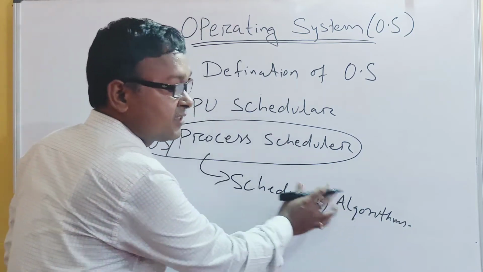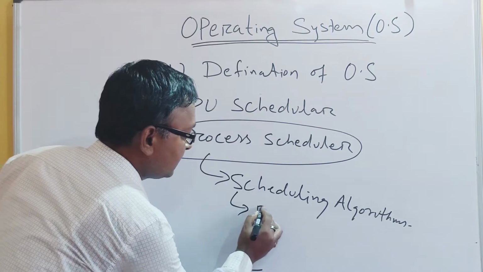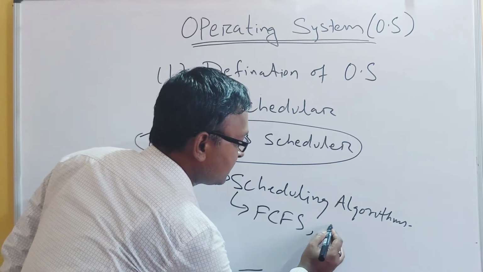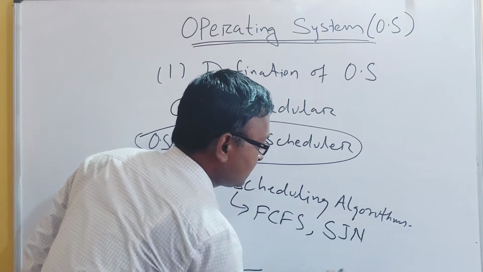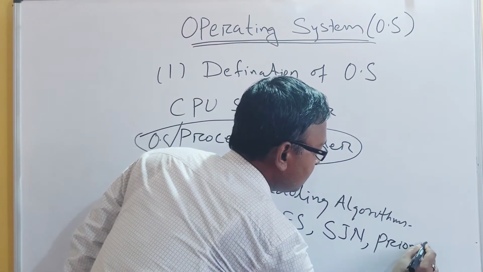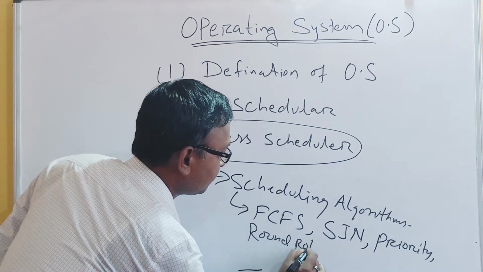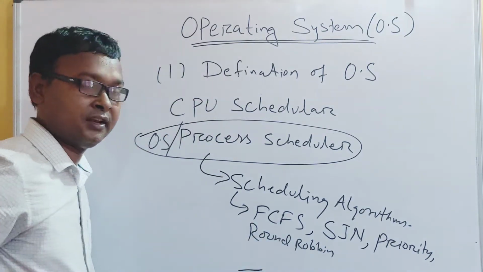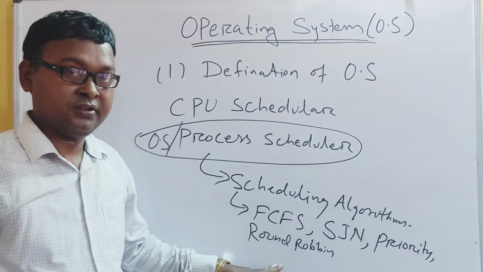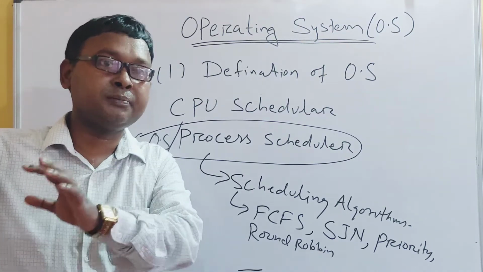So we will be discussing these scheduling algorithms. We will discuss the FCFS scheduling algorithm, the SJN, shortest job next scheduling algorithm, the priority scheduling algorithm, and the round robin scheduling algorithm. These algorithms have to be followed before entering into the processor for executing the processes.